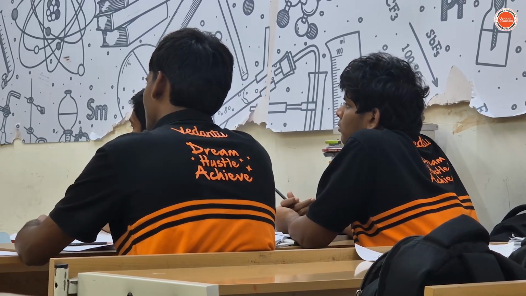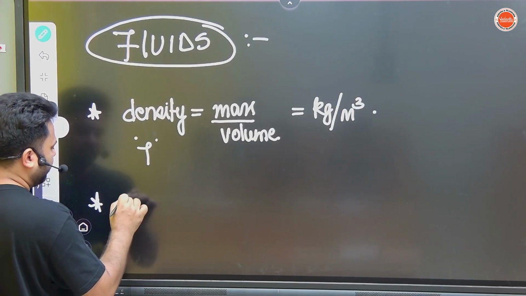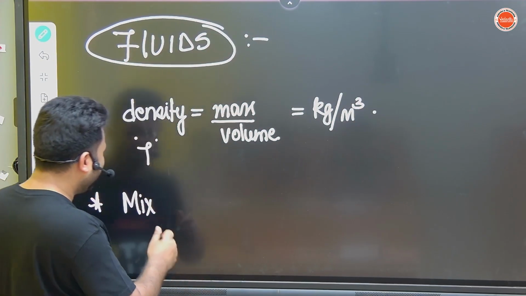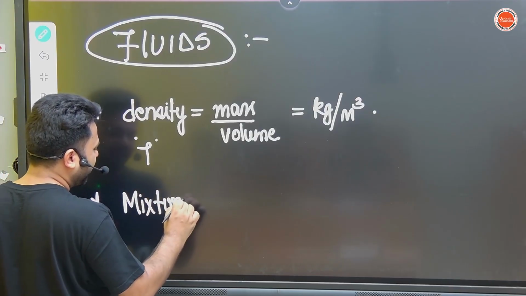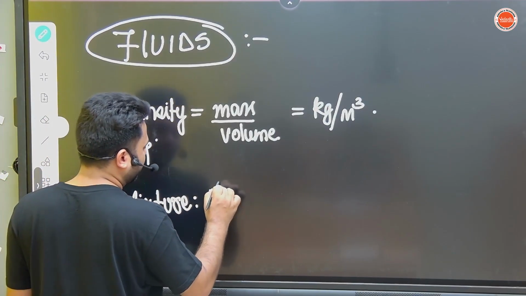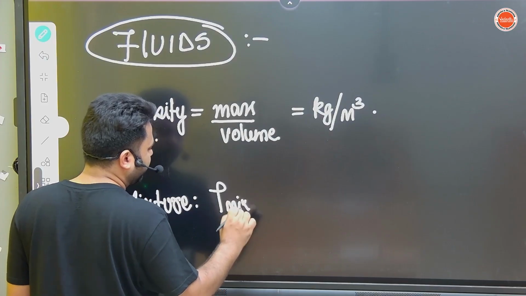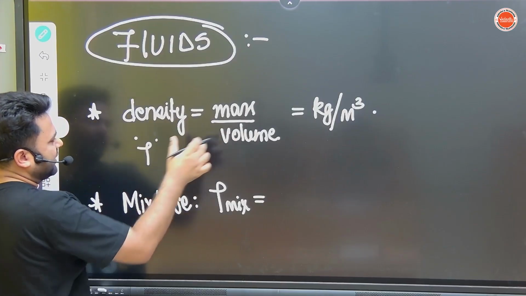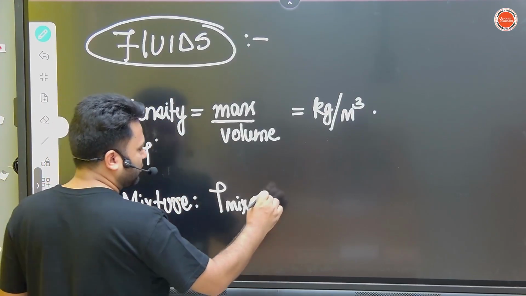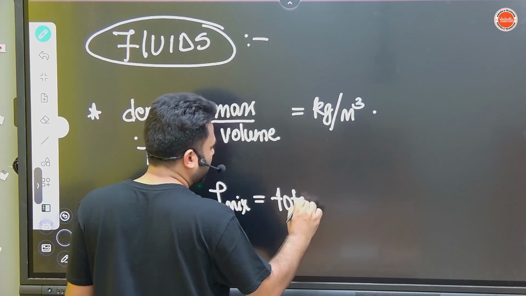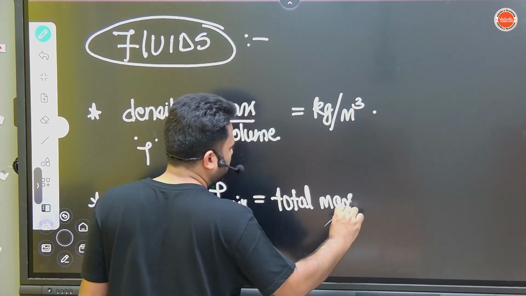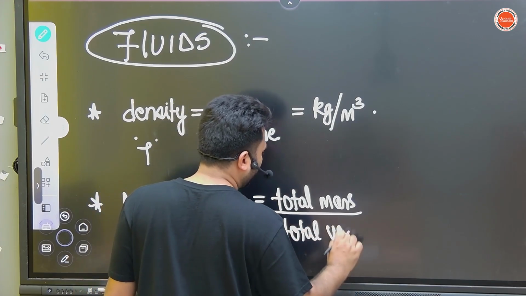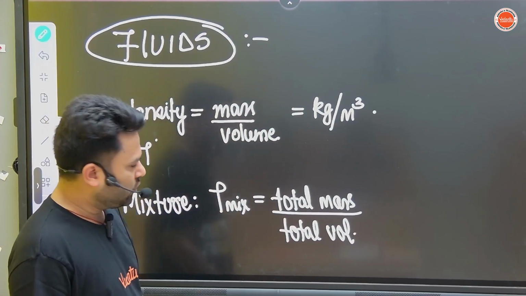If we have a mixture of gases or a mixture of fluids, they will give one or two gases or fluids and they will ask what is the density of the mixture. So for the density of the mixture, the density formula is mass by volume. Just here you write total mass by total volume. Correct. Total mass by total volume.